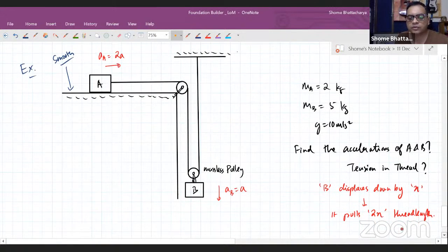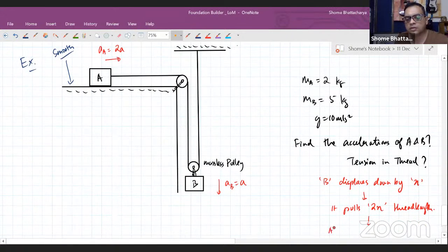Okay, so therefore A will slide by 2x. So the ratio of displacements is 2:1. So the ratio of acceleration will also become 2:1. So this is called the constraint relation. Okay. Next thing is uniform tension everywhere.